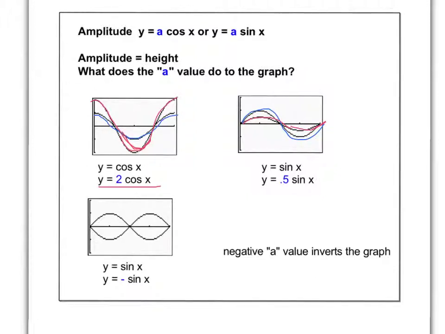If a negative is in front of the sine of x, what that does is it flips the sine over. So the curve is flipped over to the new one. So this is the new negative sine of x.